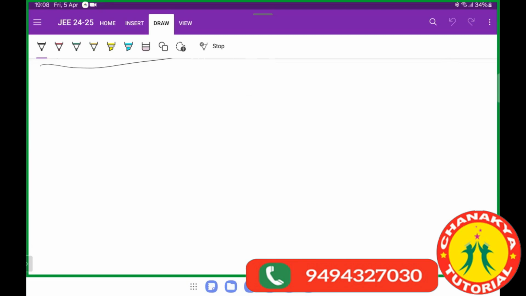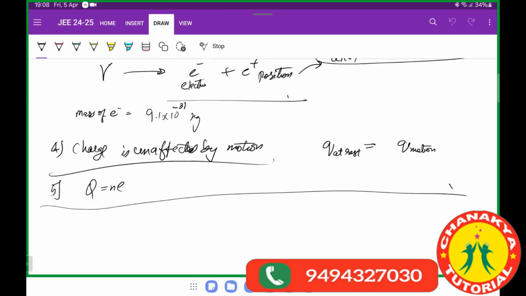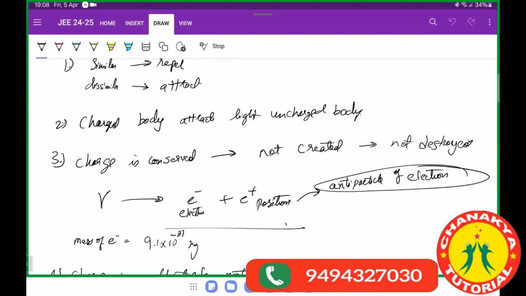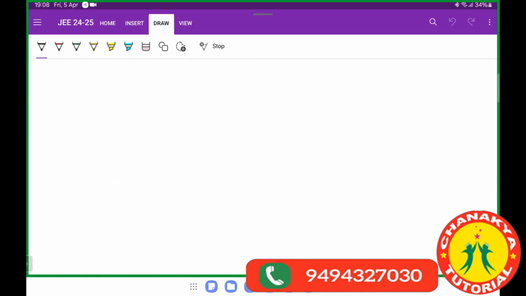One thing you missed. Charge is independent of motion of particle. That is, it's invariant. One thing is missing. That is, a charged body attracts a lightly uncharged body. Like for example, balloon and wall.